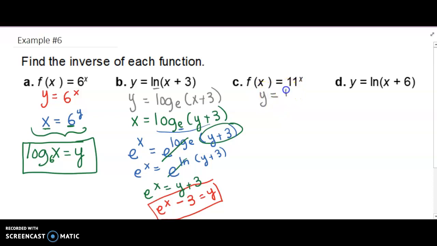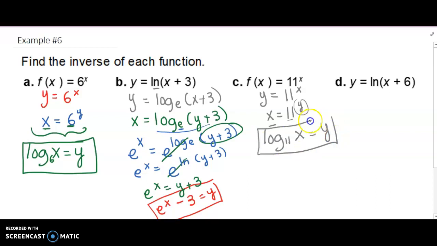So this is y equals 11 to the x. And to find the inverse, I'm going to switch my x and y. Okay, and now I'm going to write this as a log. So log base 11 of x equals the exponent, which is y. It's already in terms of y. There I go.